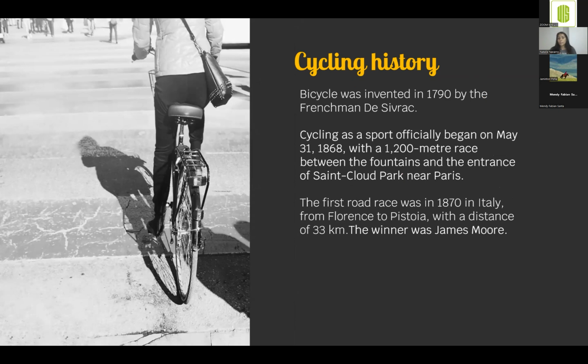Cycling as a sport officially began on May 31 in 1868 with a 1,200 meter race between the fountains and the entrance of Saint-Cloud Park near Paris. And the first road race was in 1970 in Italy, from Florence to Pistoia.